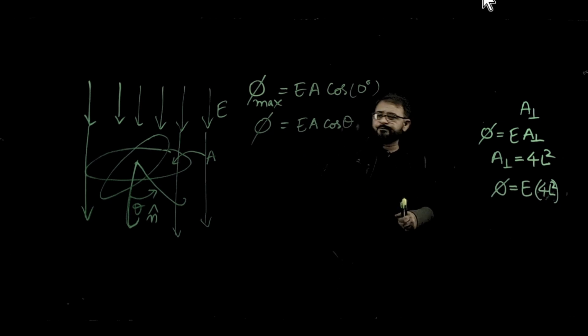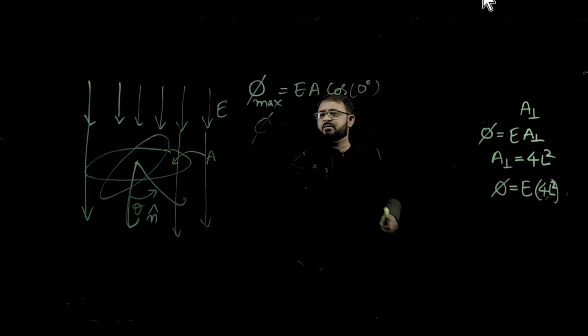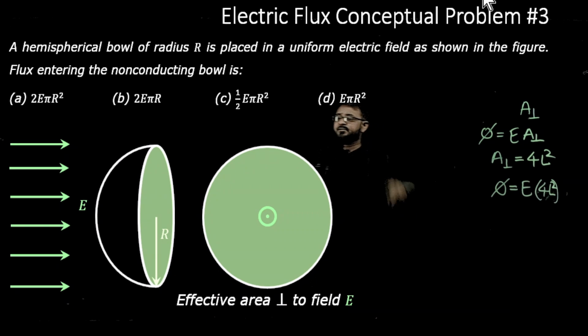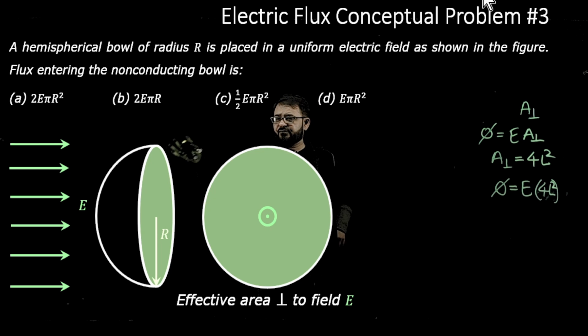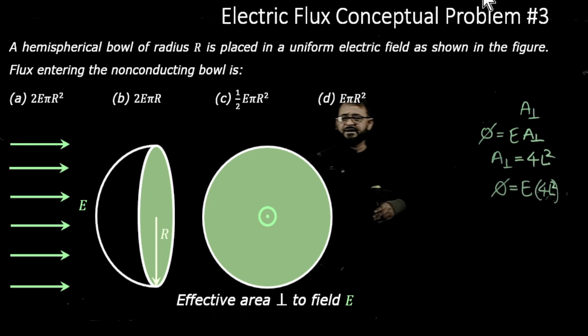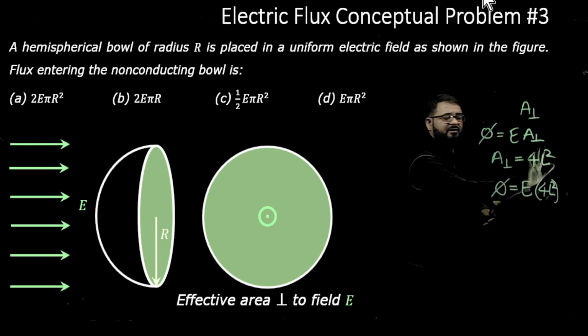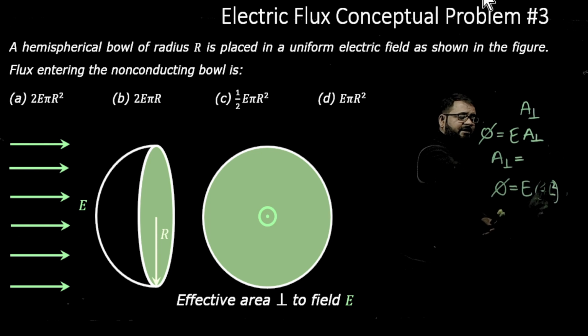Okay, so let's move on to the next problem. Now I'm given a hemispherical bowl. You can see this bowl is exactly in the shape of an umbrella. The electric field is uniform, and for flux calculation, what do we need? We need the area that is perpendicular to the direction of the electric field.